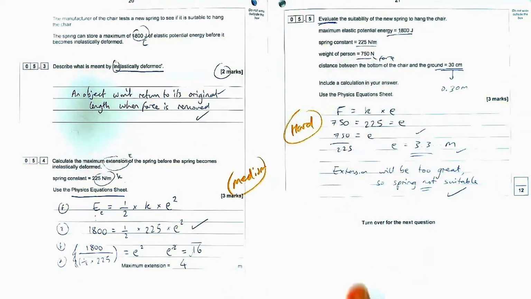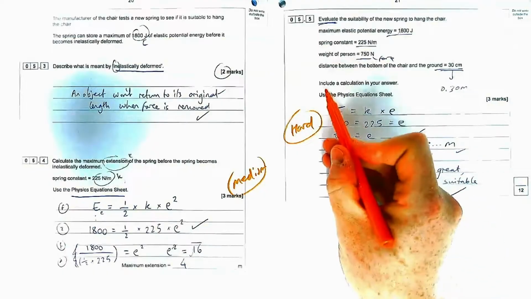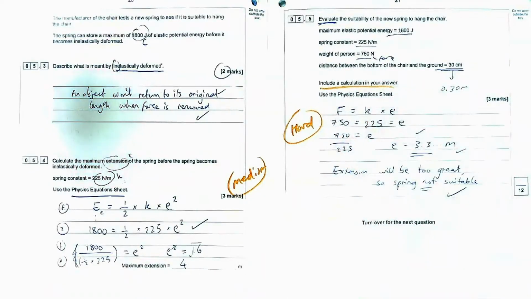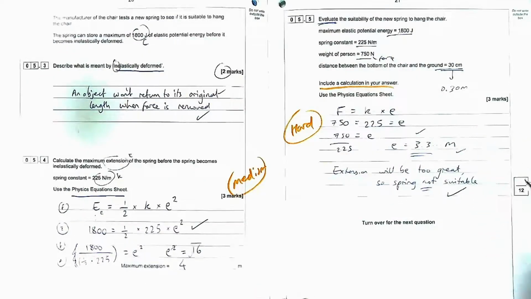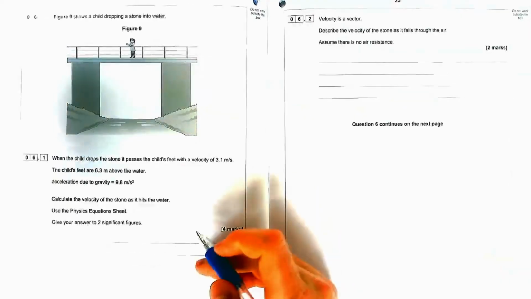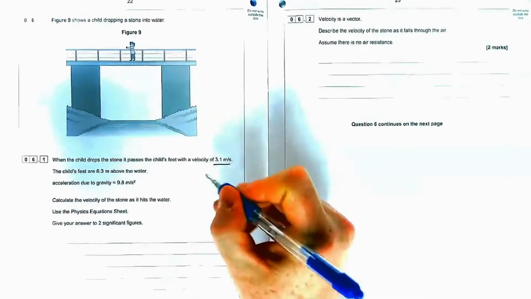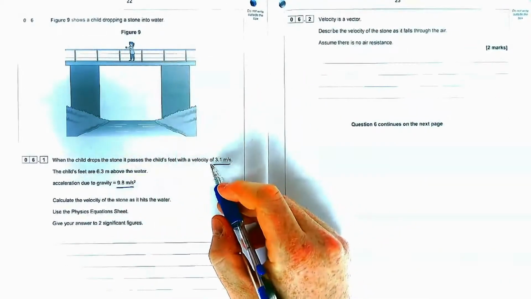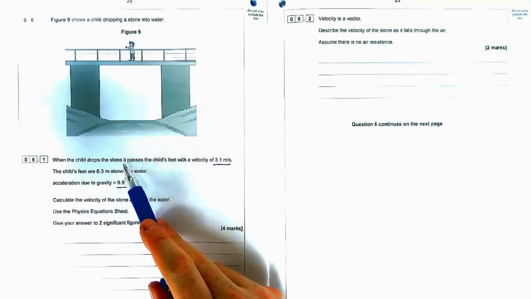Right, on to question 6. We've got another calculation. Lots of these come up in combined science higher tier. Let's start underlining. So the situation is a child dropping a stone. It says it passes the child's feet with a velocity of 3.1. The child's feet are 6.3 meters above the water, so that's the distance. We've got acceleration due to gravity, and it says calculate the velocity of stone as it hits the water.